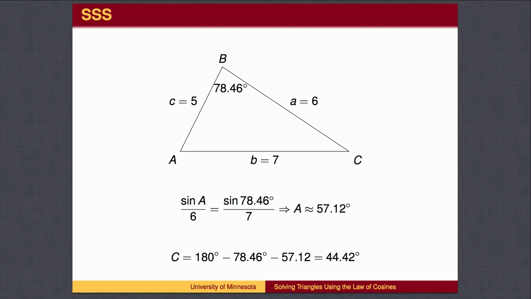Also note that originally we found the angle across from the longest side. This ensures that if there is an angle greater than 90 degrees, we will find it using the law of cosines.